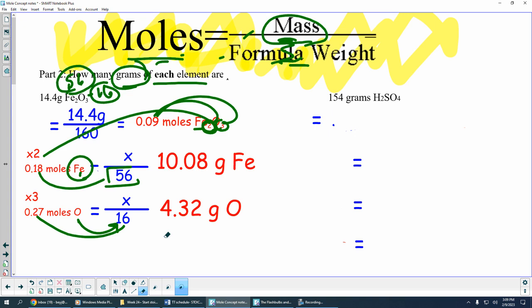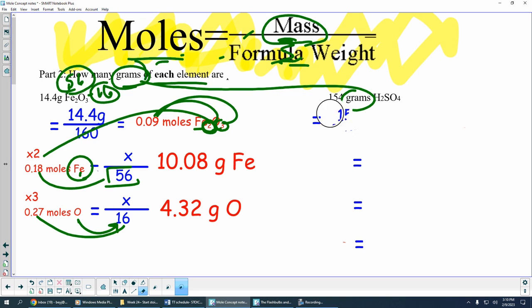All right, so let's take a look. Again, we have grams and we want grams, but we can't compare grams because that's not talking apples to apples. We have to get things into moles. Then we've taken into account their formula weight and we can compare them.